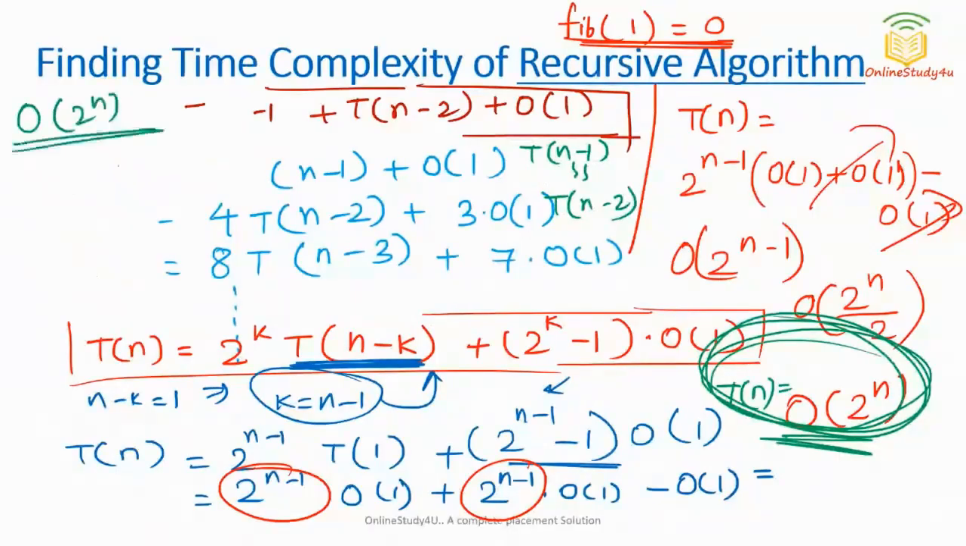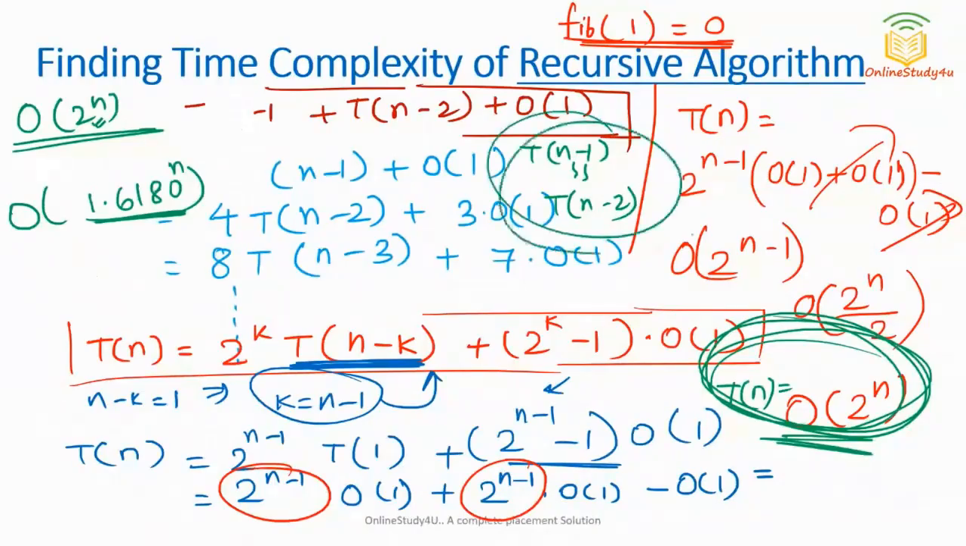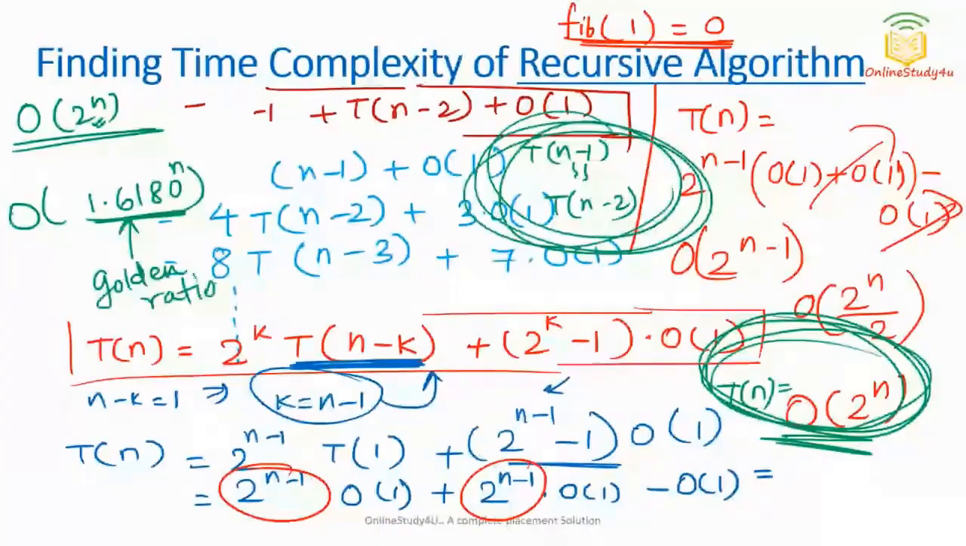But the actual answer, I have searched on the internet, is big O of 1.6180 to the power of n. Now this is less than 2, you can see. Why do we get a slightly greater number? Because we have taken this approximation. So this is the actual answer, and this is known as the golden ratio. There was a huge calculation for finding this golden ratio. This is the actual time complexity for the recursive Fibonacci.